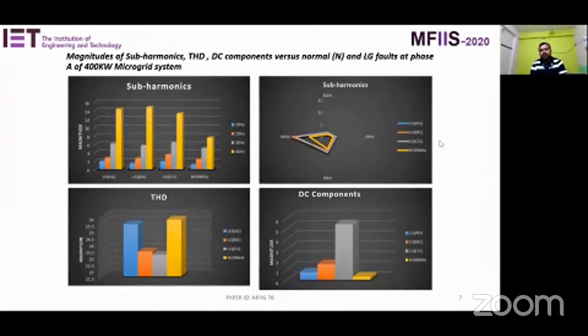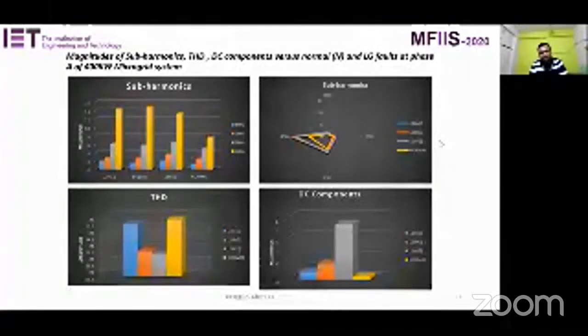The magnitude of subharmonics, THD and DC component versus normal and fault condition of a 400 kilowatt microgrid system has been shown by the different subharmonics based bar chart as well as the radar chart of subharmonics components. The THD and DC component nature of the 400 kilowatt microgrid system under normal as well as fault conditions we can see here by these four different figures.